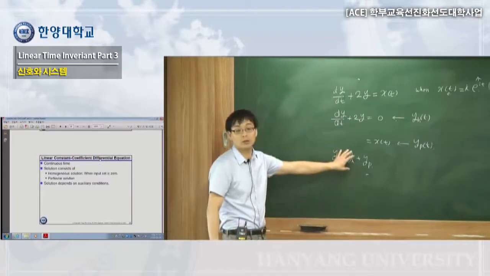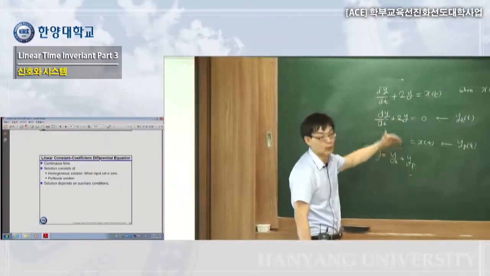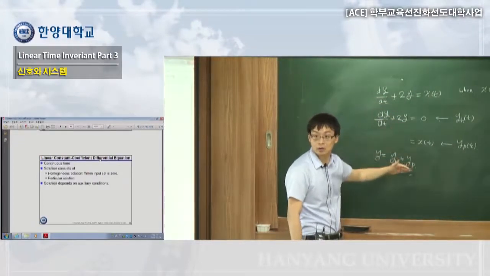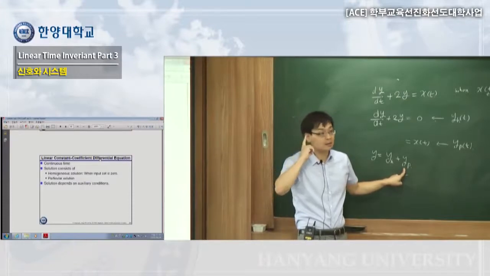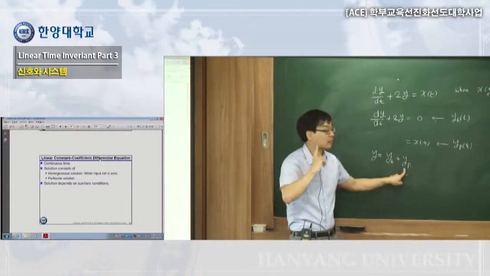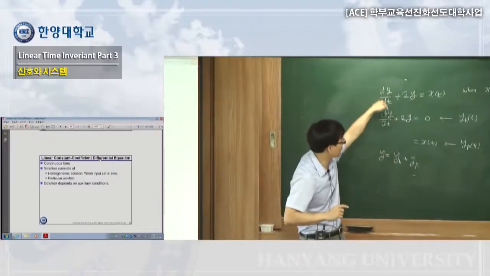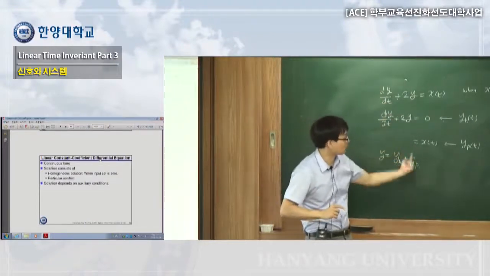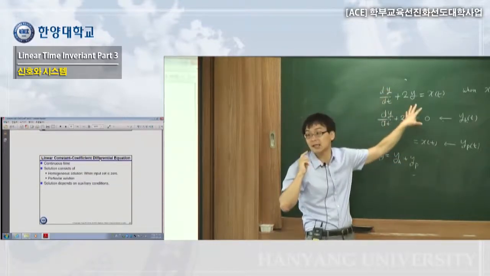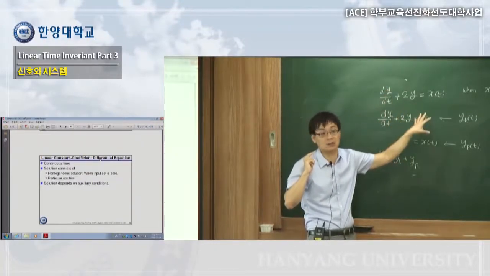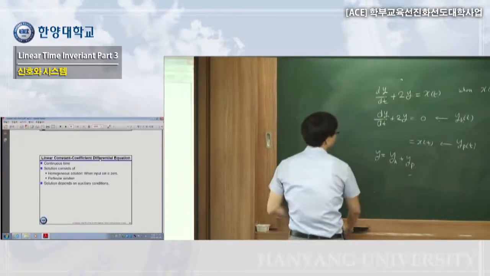The homogeneous solution is the general term. We analytically calculate it from the equation. For the particular solution, we guess one solution, put it in here, and see if it satisfies the equation. That's how we think about the difference.